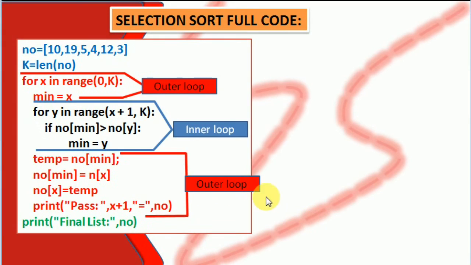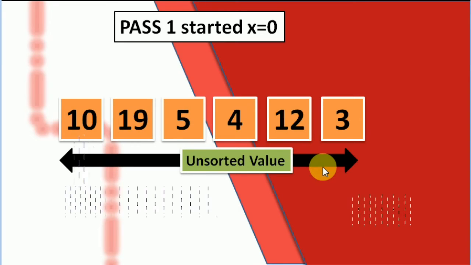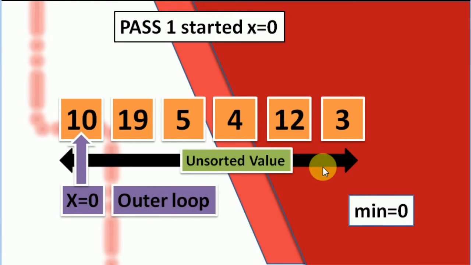Let us understand the concept of selection sort with the help of an example. So when pass 1 started, at that time the value of x is equal to 0 and all the numbers are unsorted. These are the unsorted numbers. Outer loop, x is at 10, that is the 0 index value. At the same time minimum is also sitting at 0.